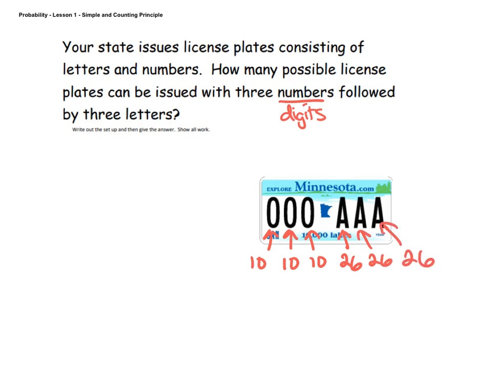And then you would multiply 10 times 10 times 10 times 26 times 26 times 26. And you end up with 17,576,000 different license plates possible.